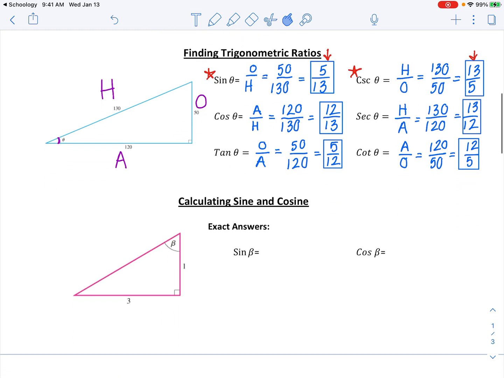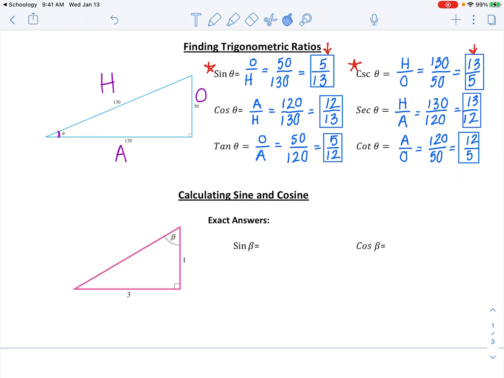Next, we're going to calculate sine and cosine. The biggest thing we have to remember in this case is we're finding exact answers. Exact means with a square root or a cube root or some kind of root. We try to stay away from those decimals. That is what's called approximate. So with exact, we're doing sine. Sine is O over H.